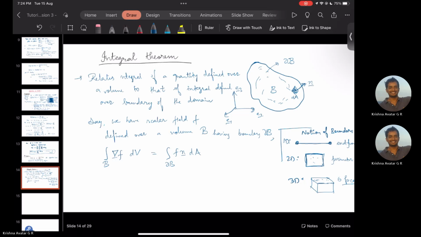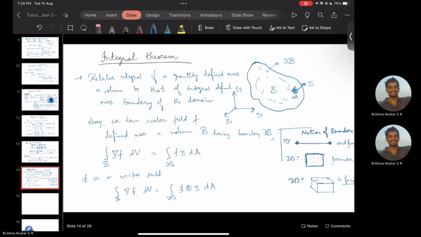Now, what if we have some other field defined over the volume? Say F is a vector field. Then in that case, you'll have the integral of grad F dV equal to the integral over parcel B of F vector, tensor product with n dA.